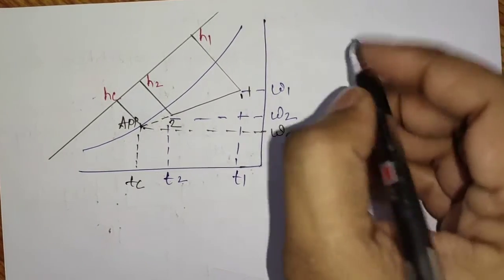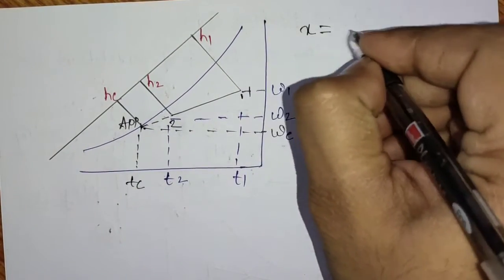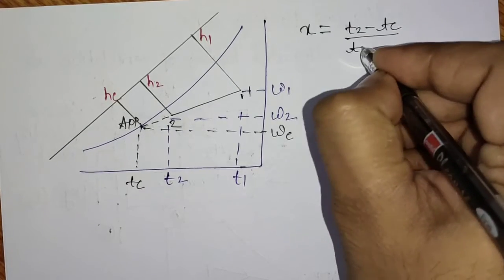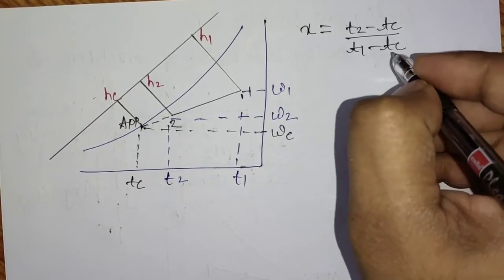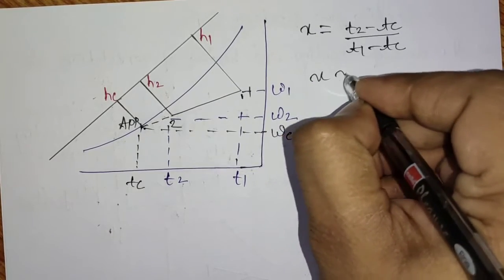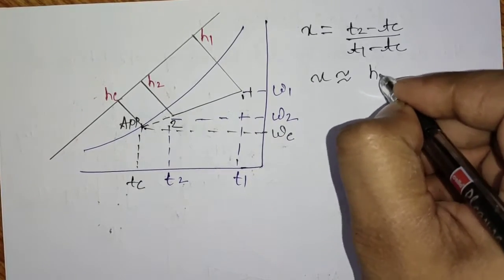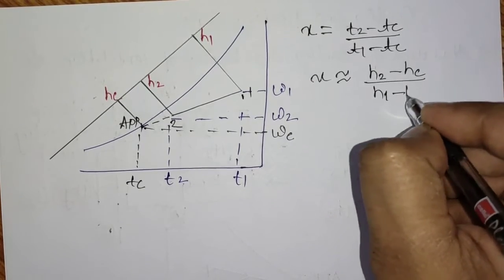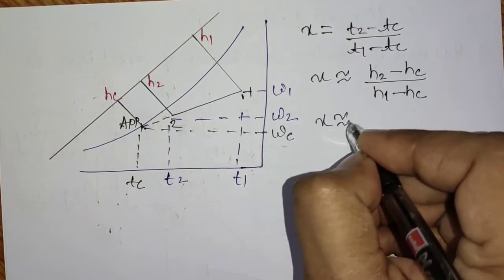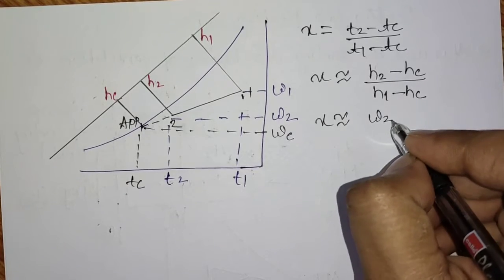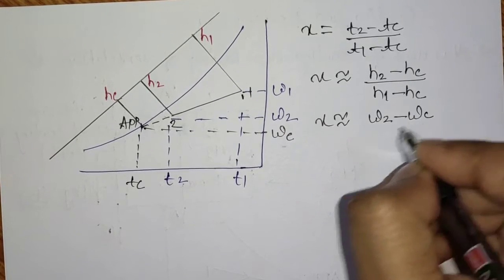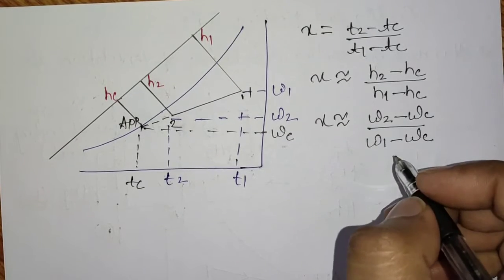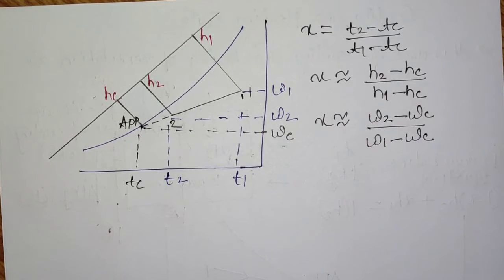Bypass factor in terms of temperature can be written as T2 minus Tc upon T1 minus Tc. It can also be written as H2 minus Hc upon H1 minus Hc, and it is also approximately equal to omega 2 minus omega C upon omega 1 minus omega C, where omega is the specific humidity at states 1, 2 and C.